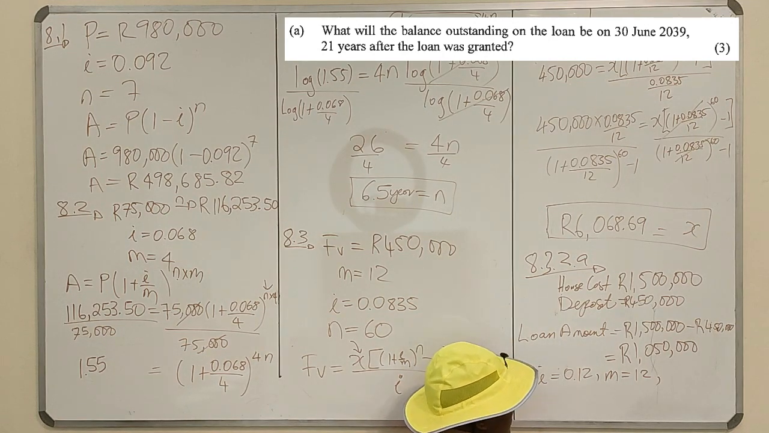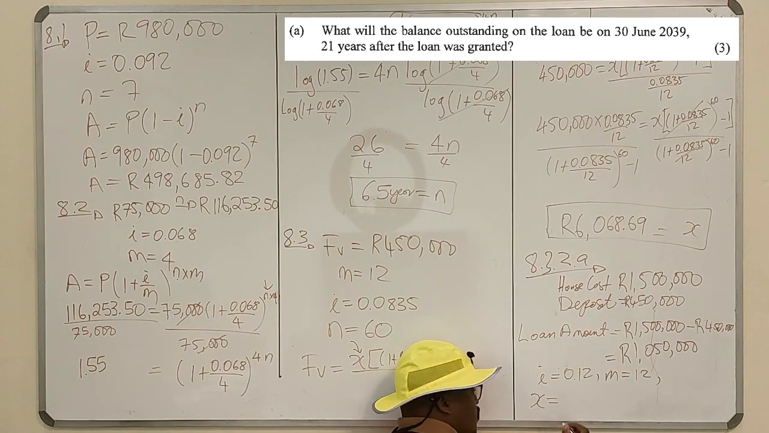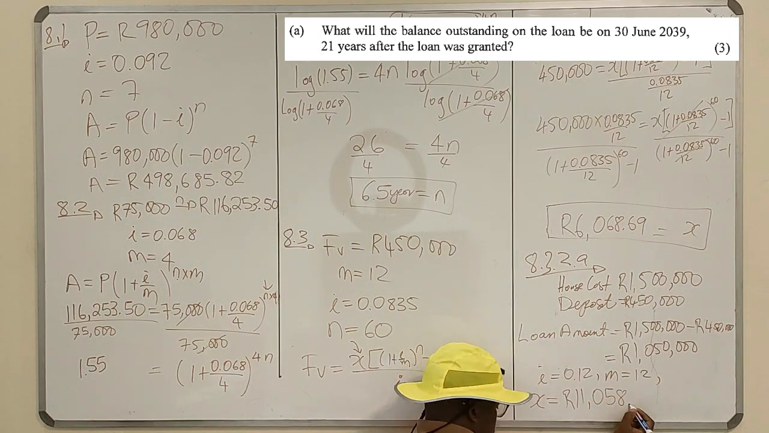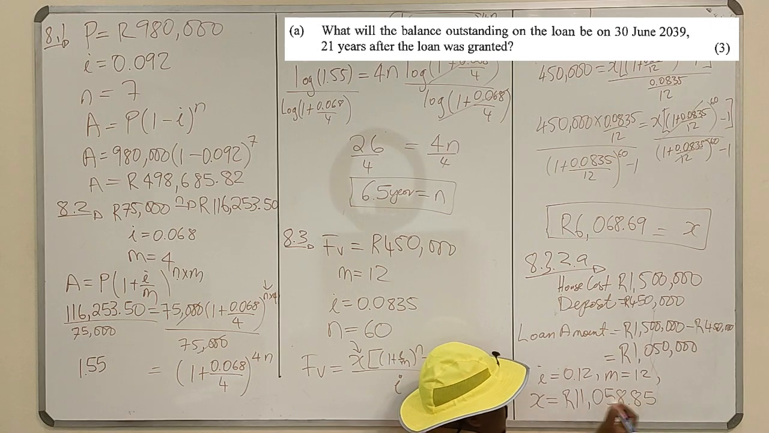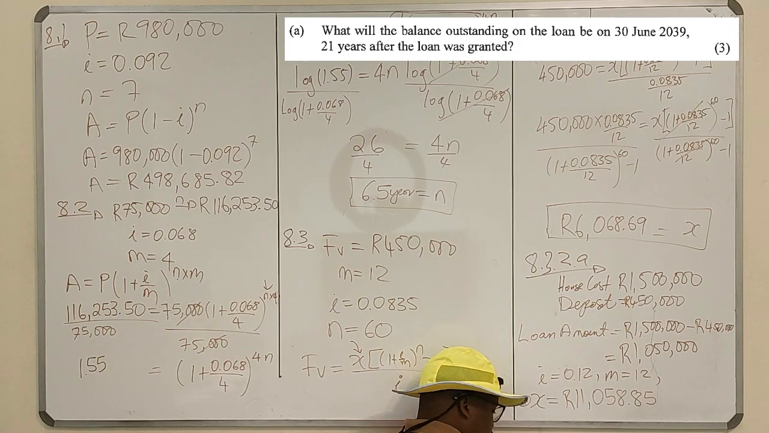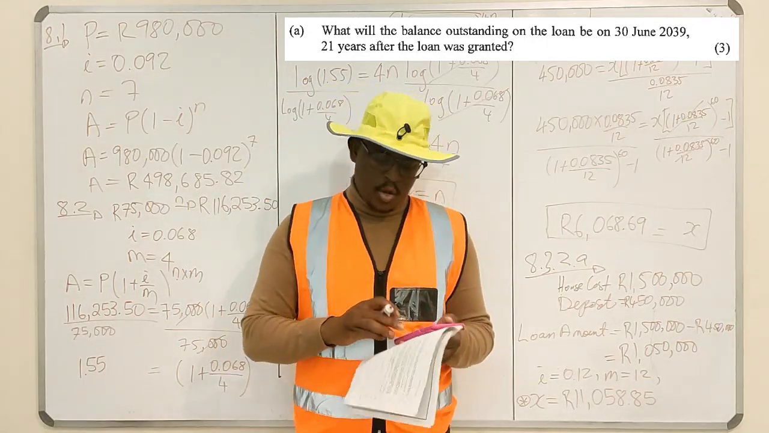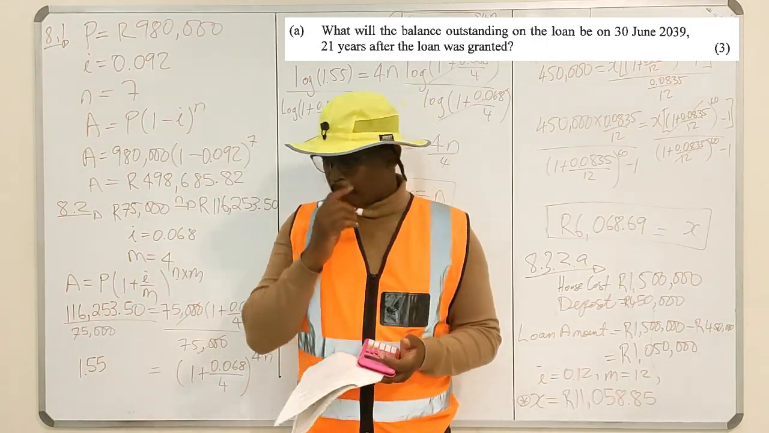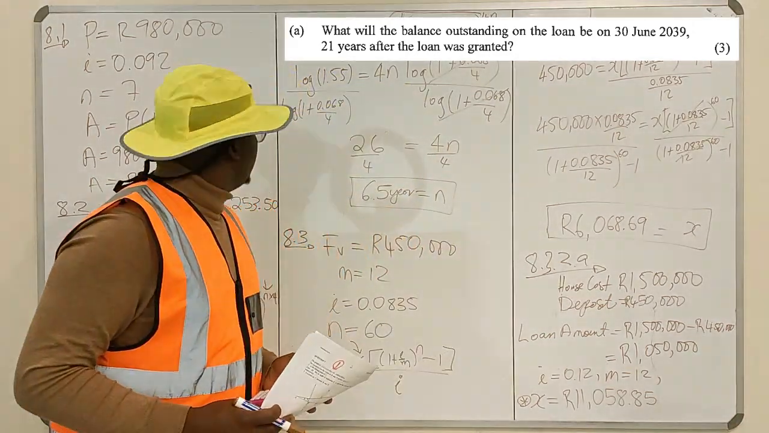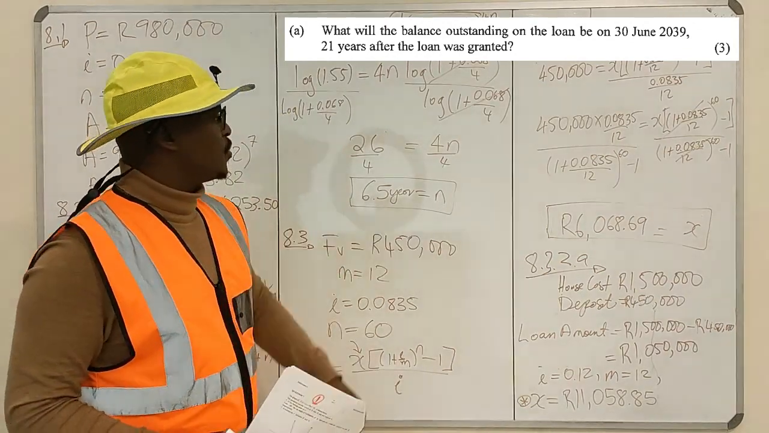What else are we given? We're given that our friend will pay installments of 11,058 rand 85 cents. So these are the amounts that you'll be paying monthly. So what they're asking you, after 21 years, what will be the balance on the loan? That's what we'll do. So now I'll clean this side of the board up to here, and then we'll continue.